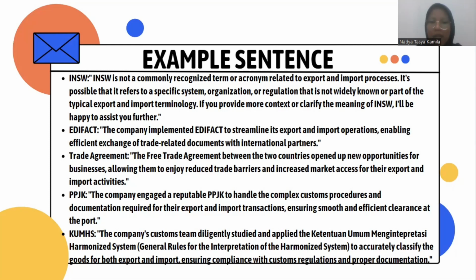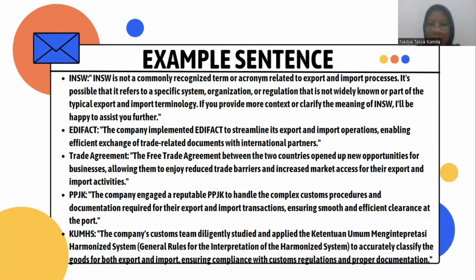EDIFACT. The company implemented EDIFACT to streamline its export and import operations, enabling efficient exchange of trade-related documents with international partners. Trade agreement. The free trade agreement between the two countries opened up new opportunities for businesses, allowing them to enjoy reduced trade barriers and increased market access for their export and import activities.